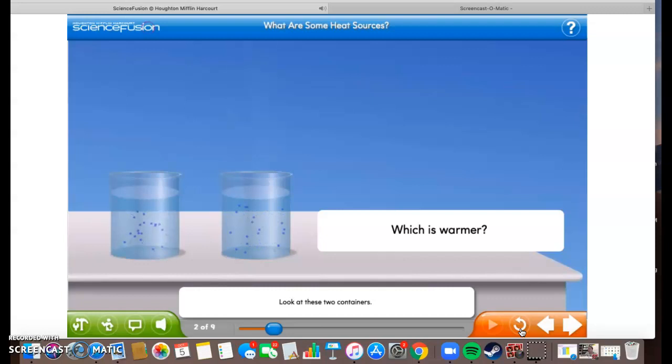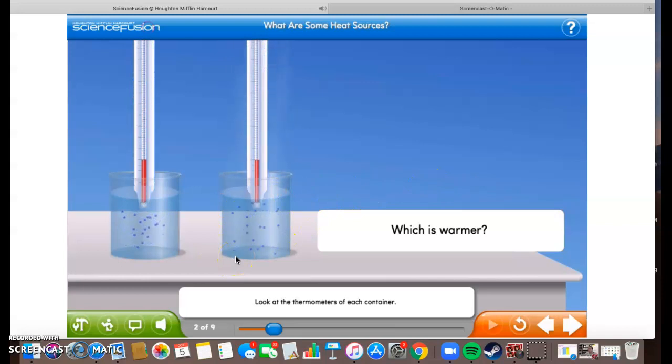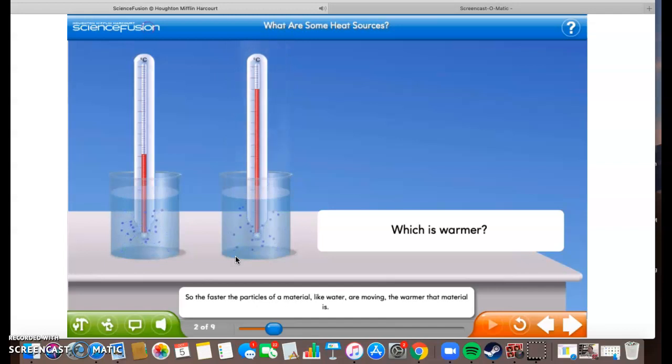Look at these two containers. What do you think the dots are? They represent tiny particles of water. What do you notice about the particles? They are moving. Are the particles in one container moving faster than the ones in the other? What do you think that means? Take a look. Look at the thermometers of each container. Which container is warmer? It's the one on the right. The particles are moving faster there too. So, the faster the particles of a material like water are moving, the warmer that material is.